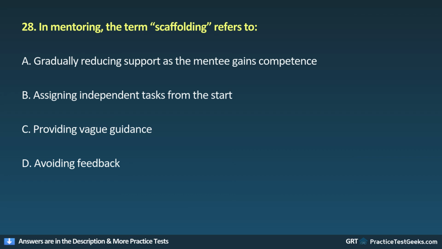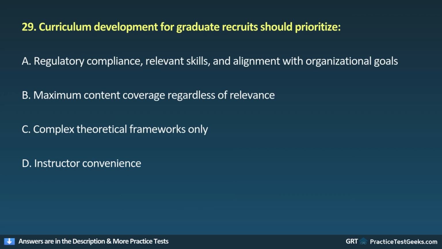28. In mentoring, the term scaffolding refers to A. Gradually reducing support as the mentee gains competence. B. Assigning independent tasks from the start. C. Providing vague guidance. D. Avoiding feedback. 29. Curriculum development for graduate recruits should prioritize A.